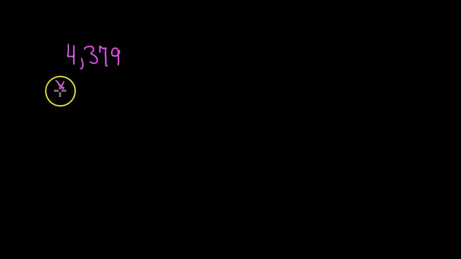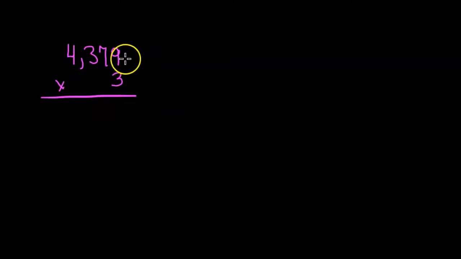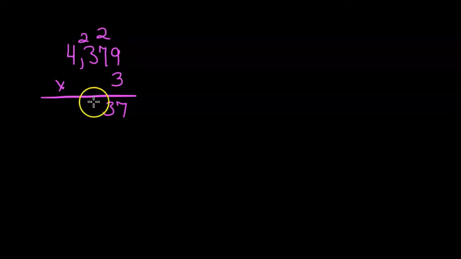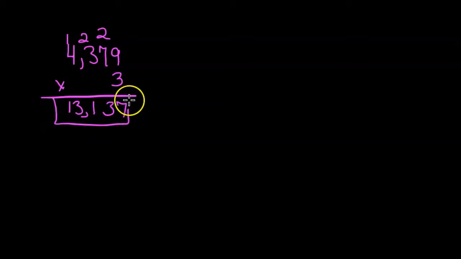4,379 times 3. Alright. So we're just going to go one number at a time. So 9 times 3 is 27. So then 3 times 7 is 21 plus 2 is going to give me 23. Carry my 2. Then 3 times 3 is 9 plus 2 would give me 11. And then 3 times 4 is 12 plus that 1 would give me 13. All right, so that's what you should have for I.